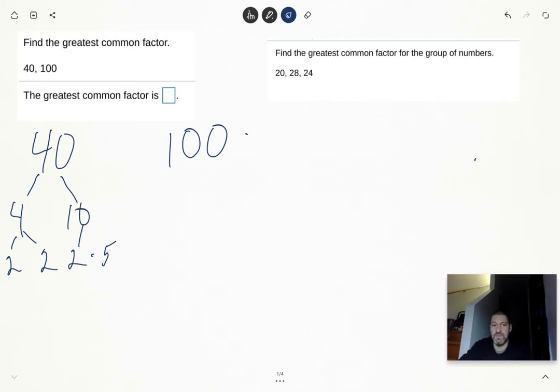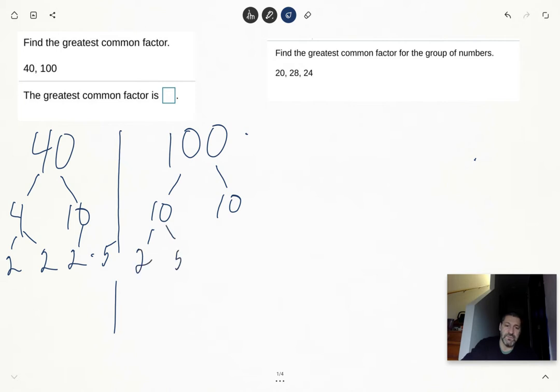There are multiple ways to break down a lot of numbers. So 100 could be 25 times 4, 20 times 5, or simply 10 times 10. And 10 can also be broken down to 2 and 5, 2 and 5. So we want to identify the numbers that are common to both. It's the greatest common factor. If they're not common to both, then it's not part of the greatest common factor.